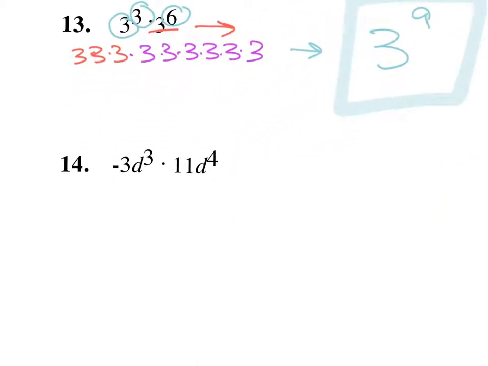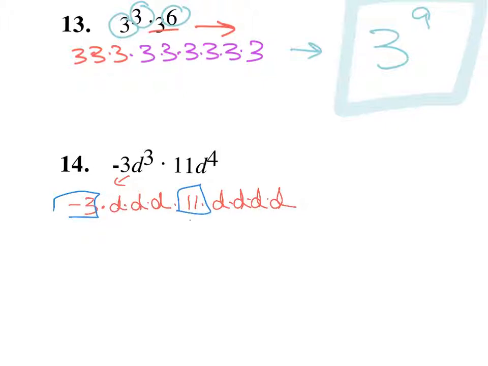When multiplying with coefficients, which are the numbers in front, remember, if I was to draw this out the long way, it would be negative 3 times d times d times d times 11 times d times d times d times d. Using the commutative property, you would be able to move things around, and then you would be able to just multiply negative 3 times 11, which is negative 33. And if you have 3 d's here and 4 here, you have 7 total. That's your final answer.